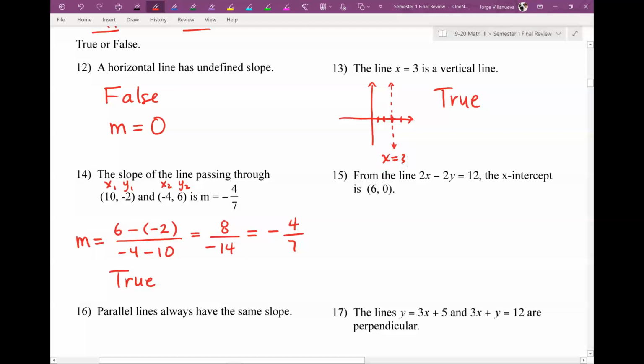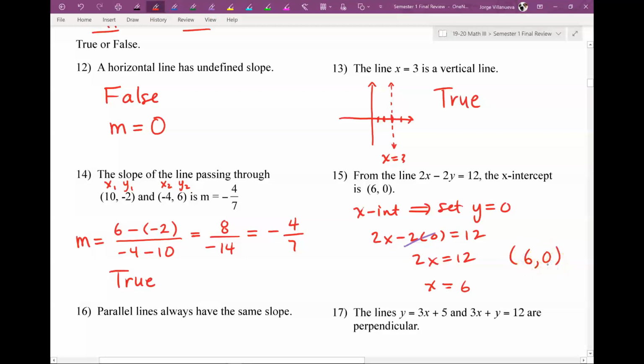All right, number 15. From the line 2x minus 2y equal 12, the x-intercept is 6, 0. Remember, to find the x-intercept, set y equal to 0. If you want to find the y-intercept, you set x equal to 0. But to find the x-intercept, you set y equal to 0. So that's 2x minus 2 times 0 equals 12. Well, that goes away, 2 times 0. So 2x equals 12. So that means x must be 6, right? So the point is 6, 0, which is the correct answer. So this is a true.